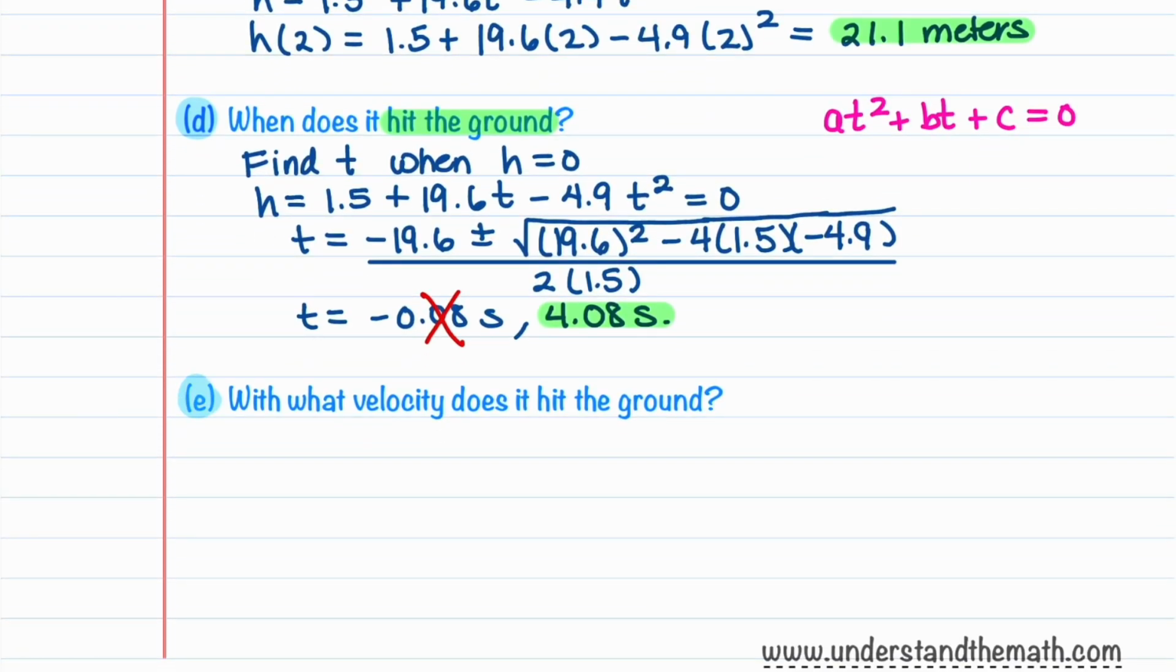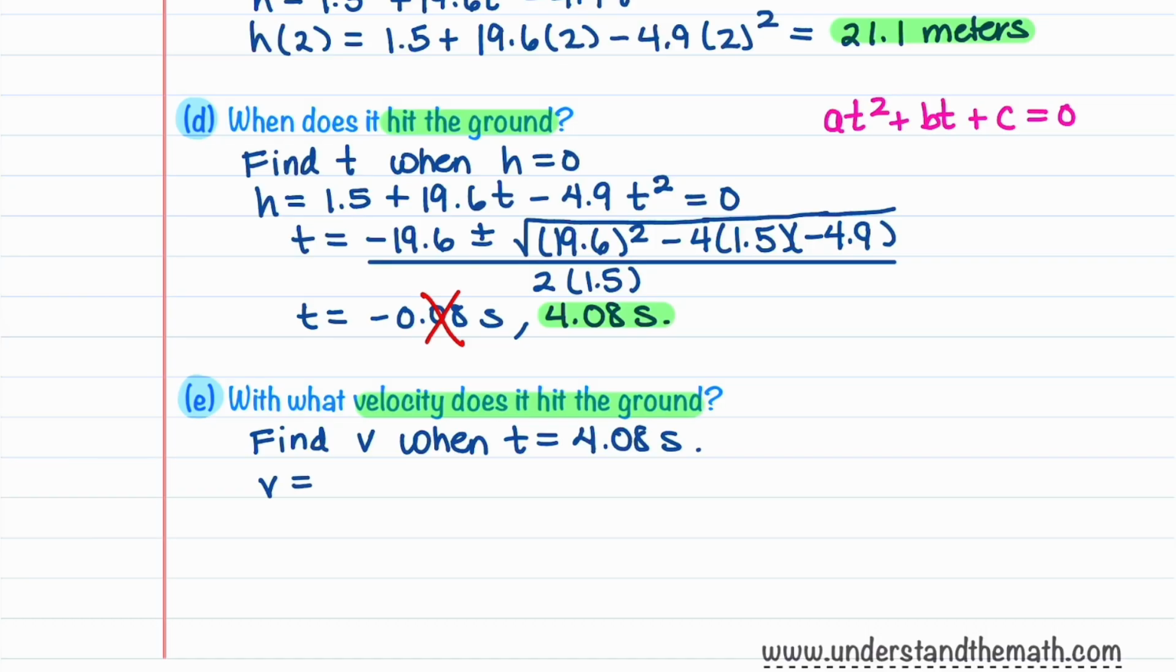We have one more question. The question is, with what velocity does it hit the ground? So we want to find the velocity at the time when it hits the ground, and that time is 4.08 seconds. So we want to find v when t is equal to 4.08 seconds.